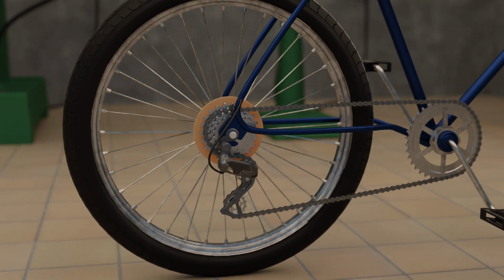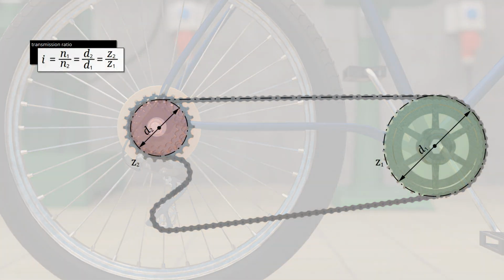With chain drives, the transmission ratio is determined in the same way as with gears, by the ratio of the diameters of the chainrings or by the ratio of the number of teeth. The main difference in power transmission is that the chainrings do not directly touch and transmit the power, but the power is transmitted through the chain.